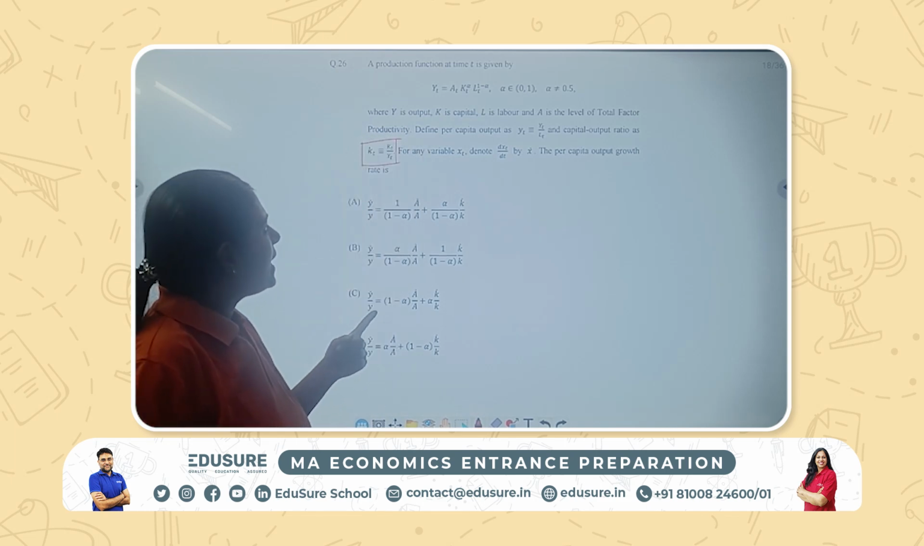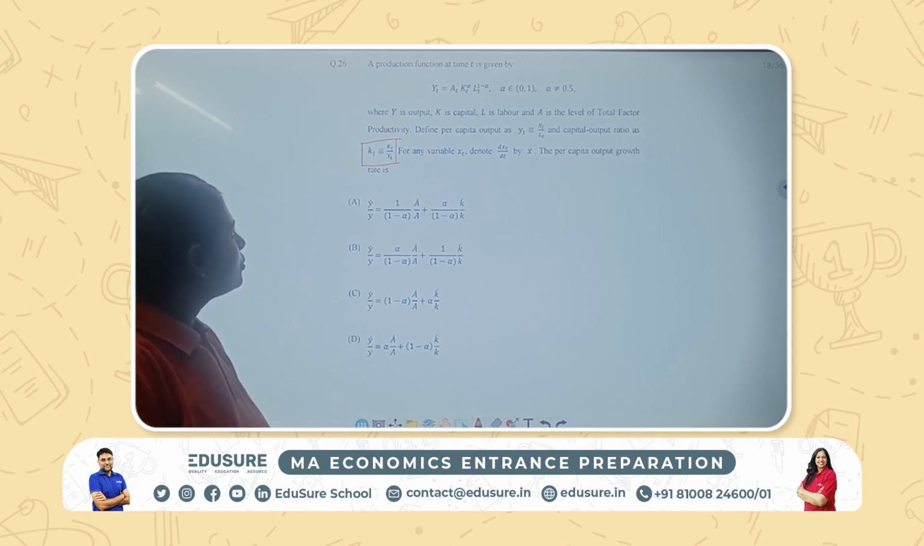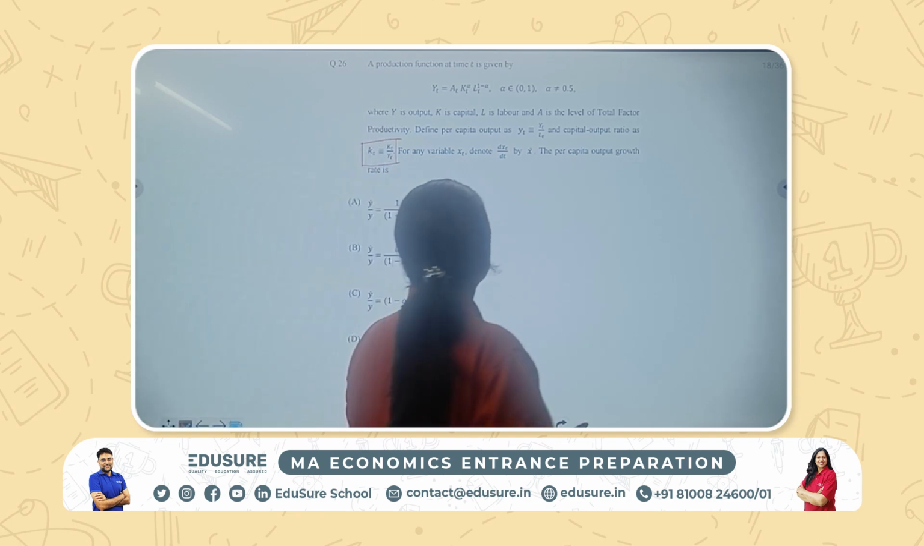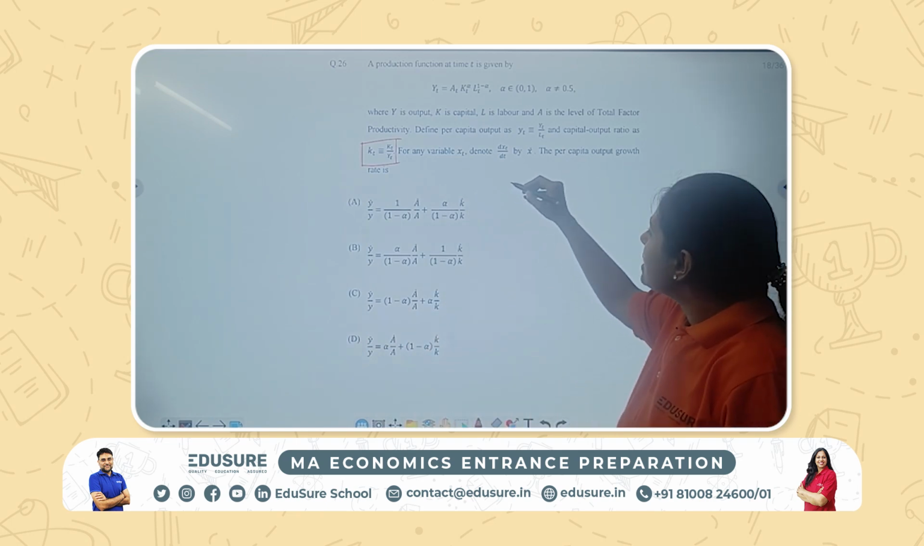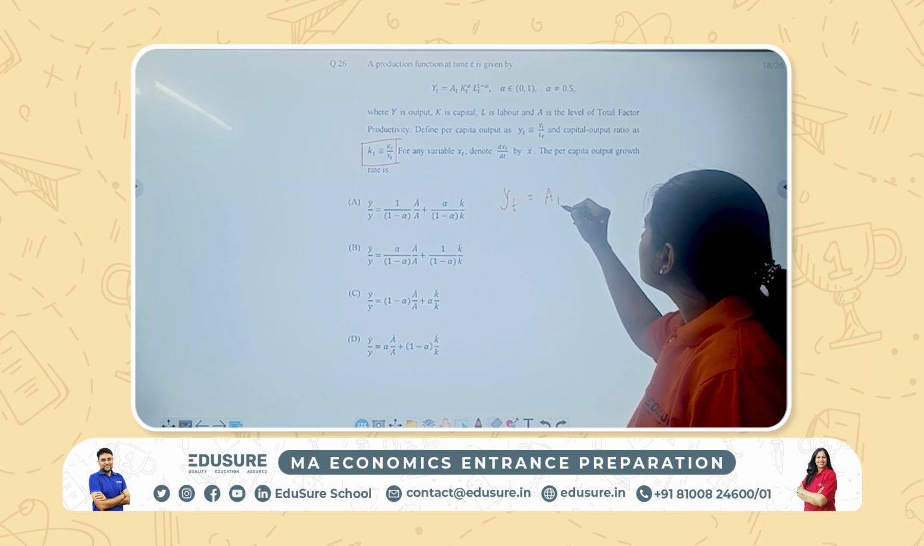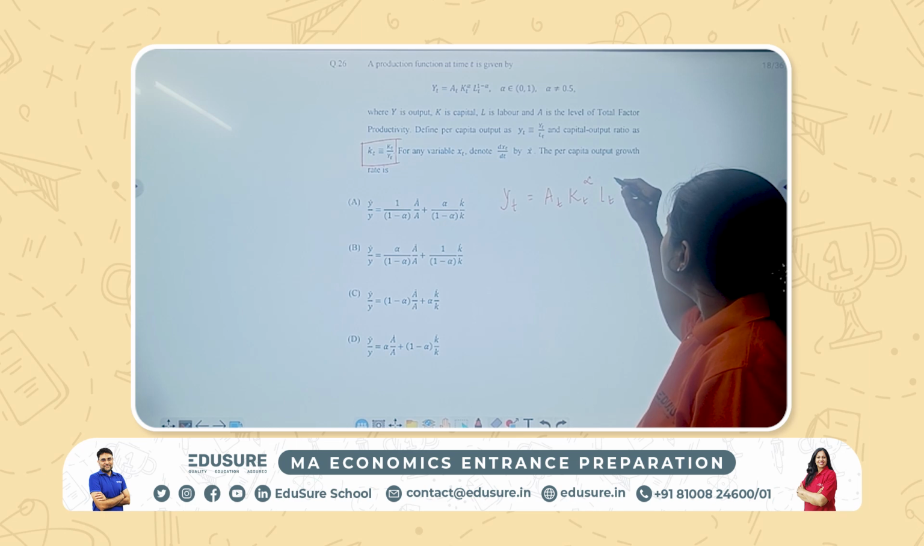For any variable x, denote dx/dt by x dot. Then the per capita output growth rate is... So we need to express this in terms of growth rates, but keeping k_t as K/Y. So let's try and attempt that. Let's take my Y_t, which is equal to A_t K_t^alpha L_t^(1-alpha).